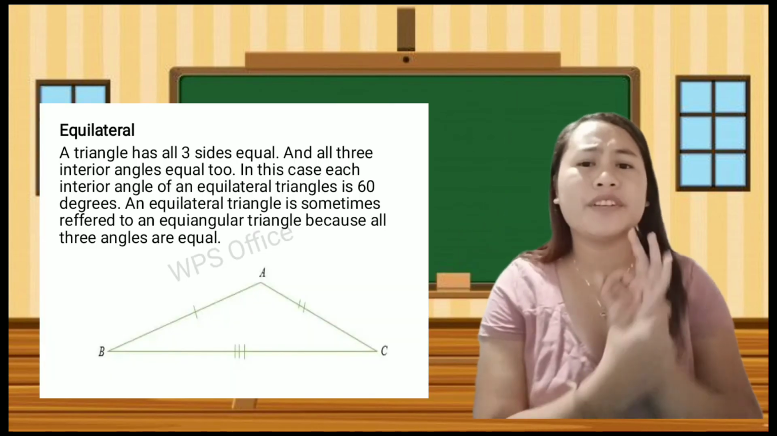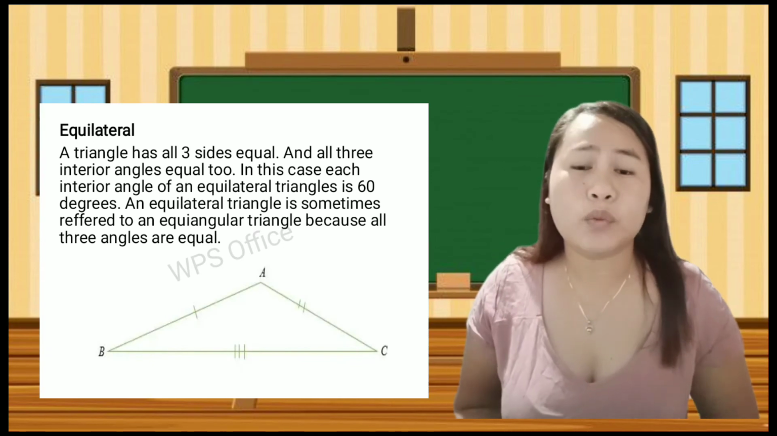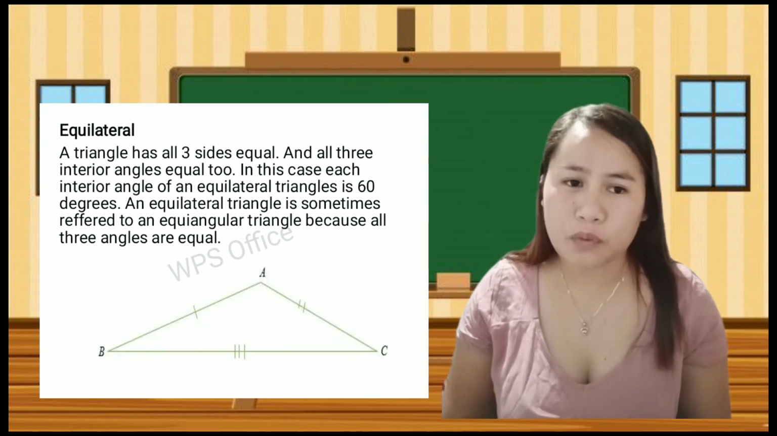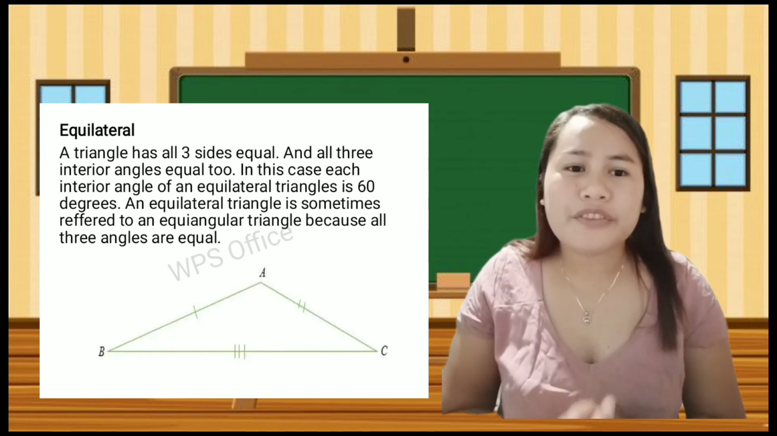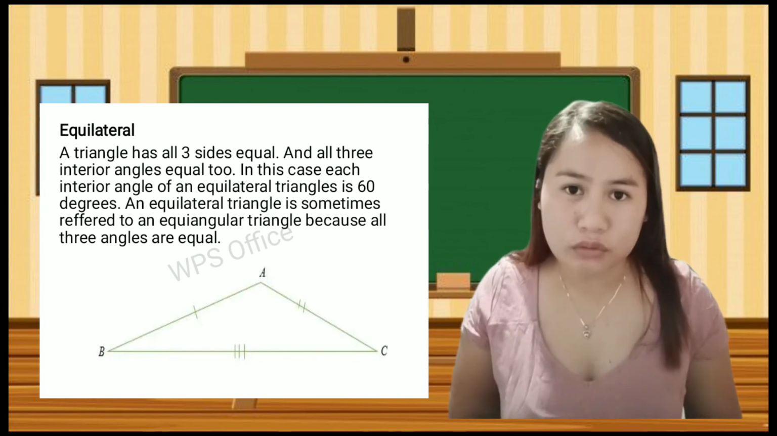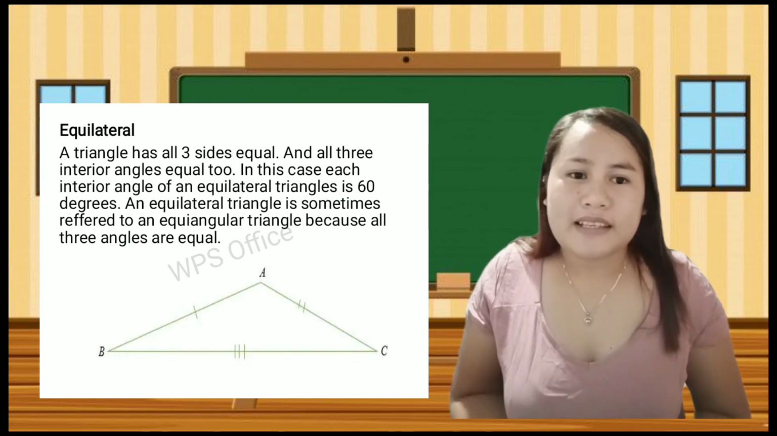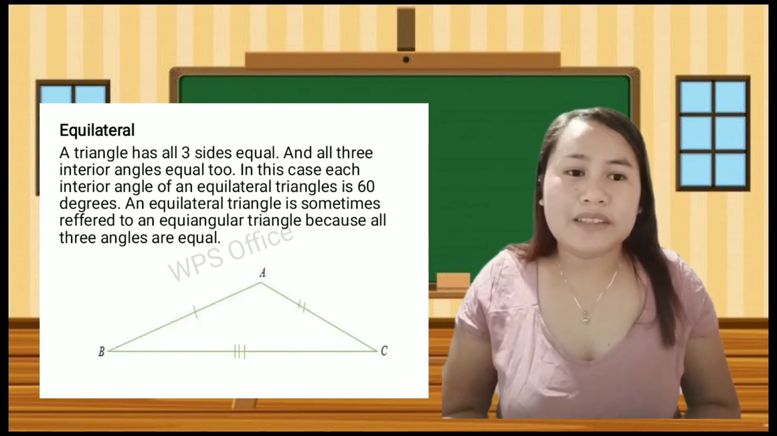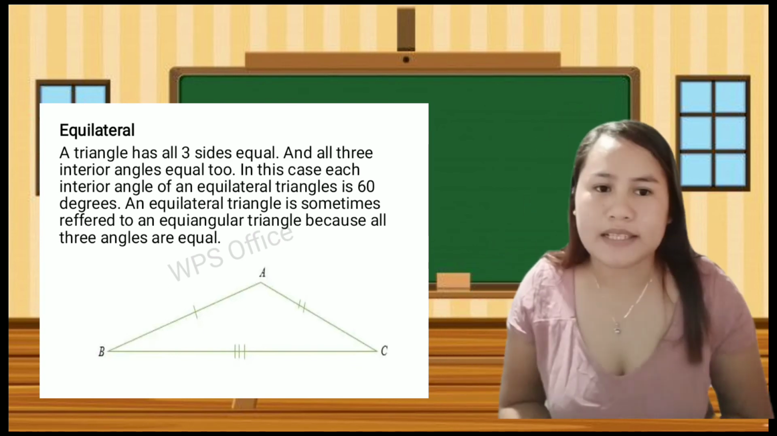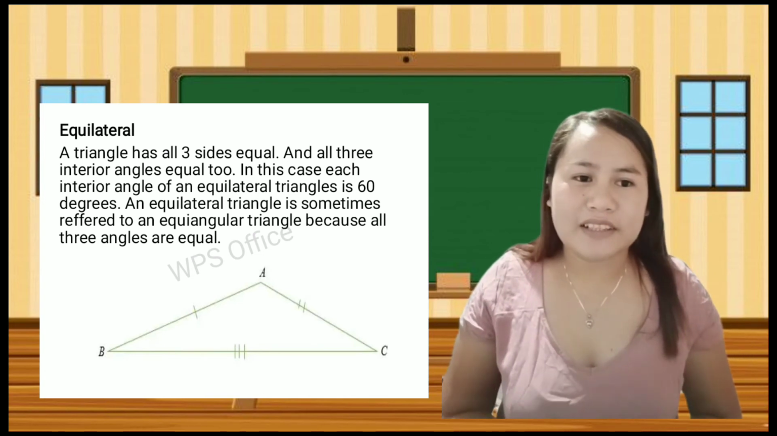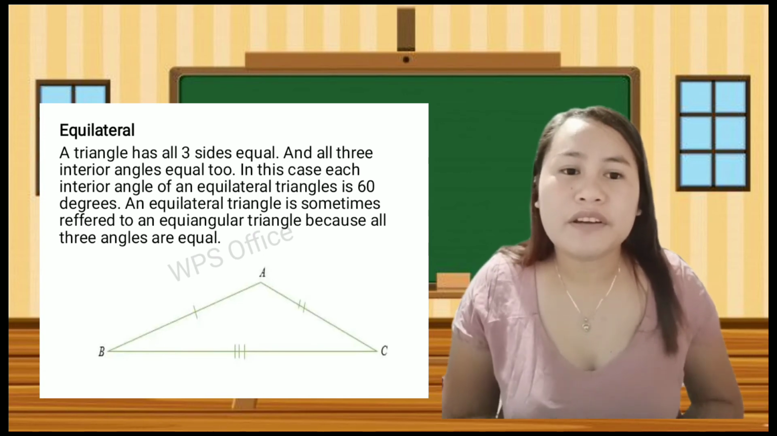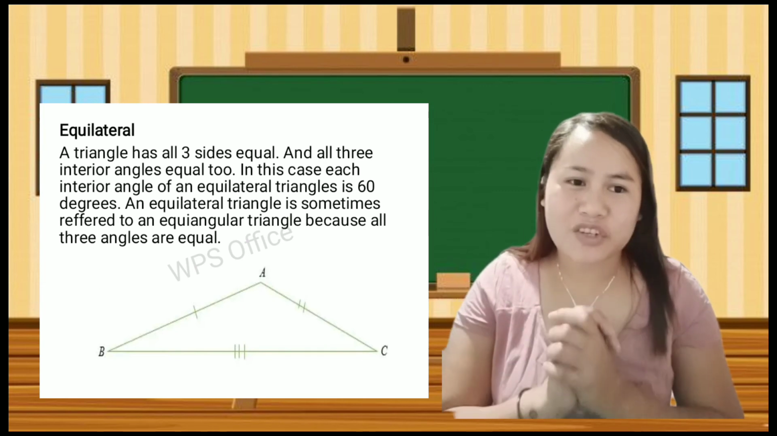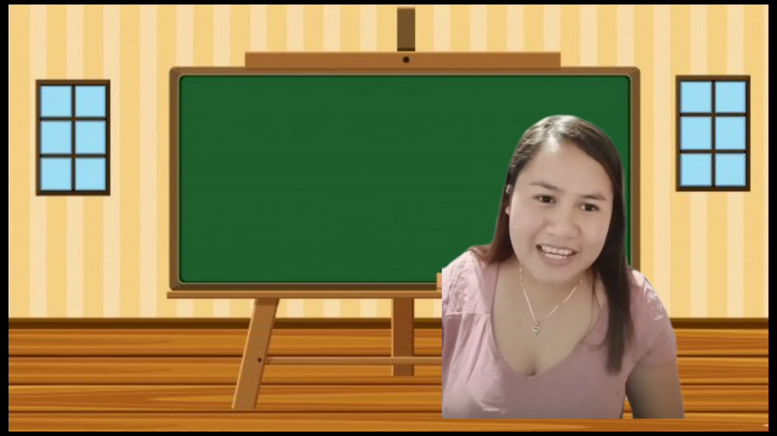One is equilateral. So a triangle that has all three sides equal and all three interior angles are equal too. In this case, each interior angle of an equilateral triangle is 60 degrees. An equilateral triangle is sometimes referred to as an equiangular triangle because all three angles are equal.